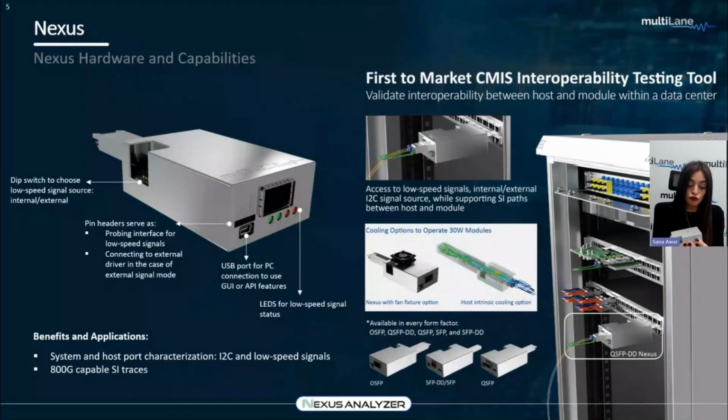There are also two forms of cooling for Nexus. Usually when we want to use a high power module, so modules that dissipate 30 watts, basically modules of modern day data centers, we recommend a fan fixture upon Nexus. Otherwise, we rely on the host intrinsic cooling.